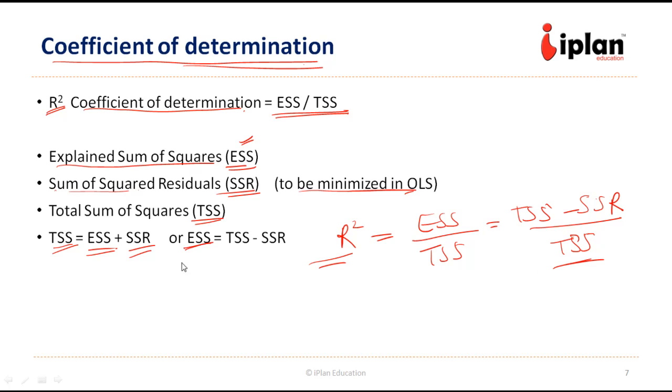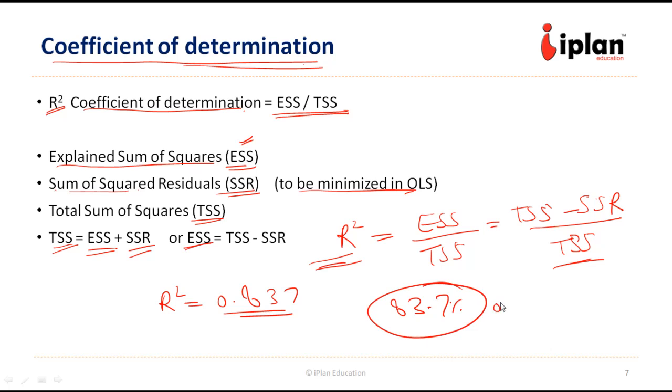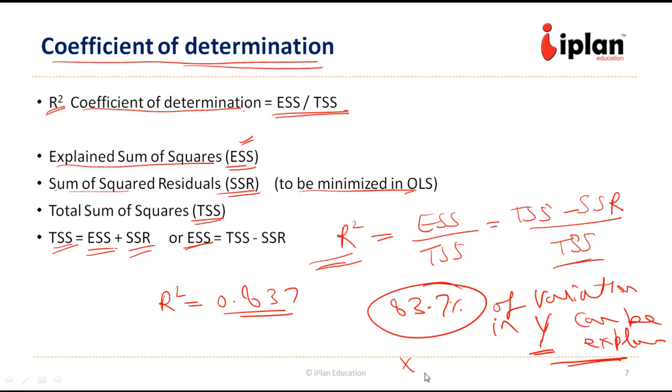This coefficient of determination is going to tell what percentage is being explained by this model. Suppose the value of R square comes out to be 0.837. It says 83.7% of variation in dependent variable y can be explained by this model, by the existing independent variables. For example, x1, x2, x3, whichever are being used, together in this model can explain 83.7% of the variation in the dependent variable. So that reflects how good our model is.